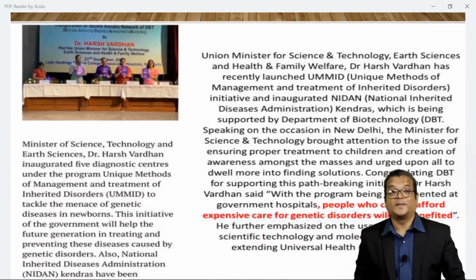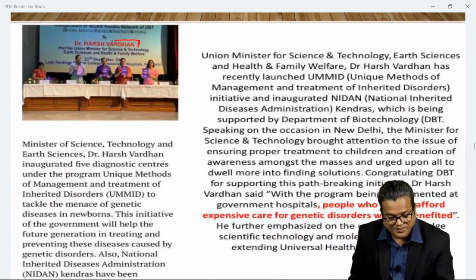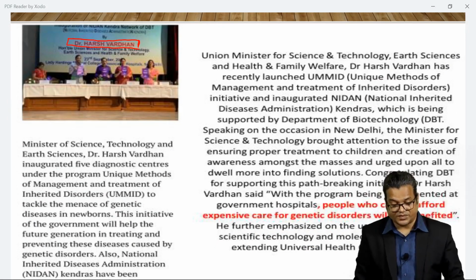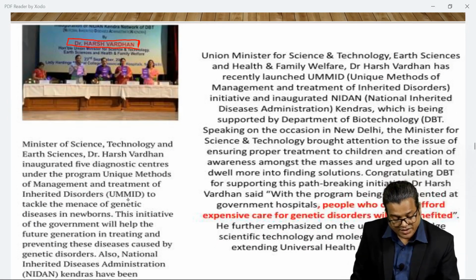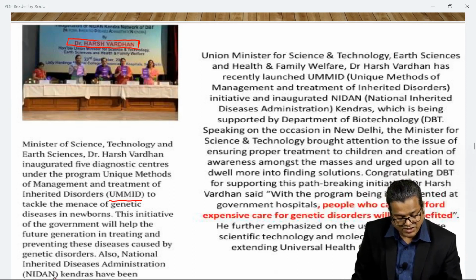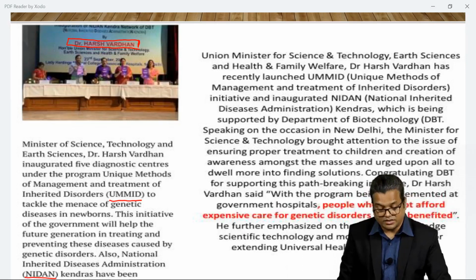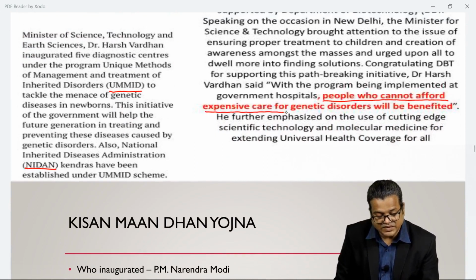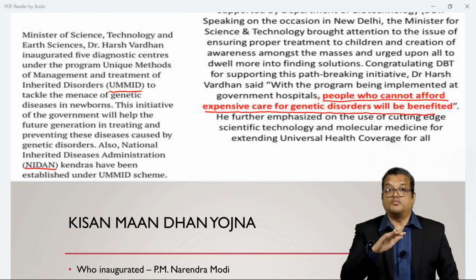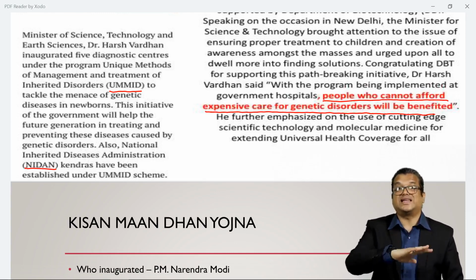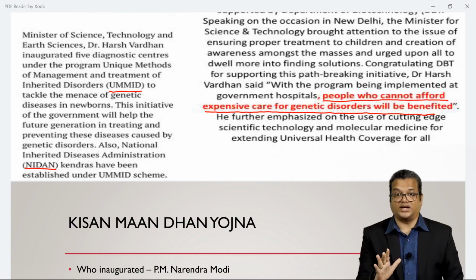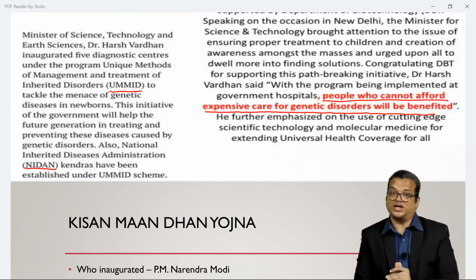As you can see on your screen, you must be seeing that inauguration function. Dr. Harshvardhan, the name of the minister, right? So he has inaugurated this scheme. He has inaugurated this Umeed, and also this Nidan Kendras. And see the most important part. See here, people who cannot afford expensive care of genetic disorders will be benefited. So the idea is the same thing, guys, to make the treatment of genetic disorders available to the poorer sections of the society or the financially weaker sections of the society. So it is for social safety and security purposes, right friends?